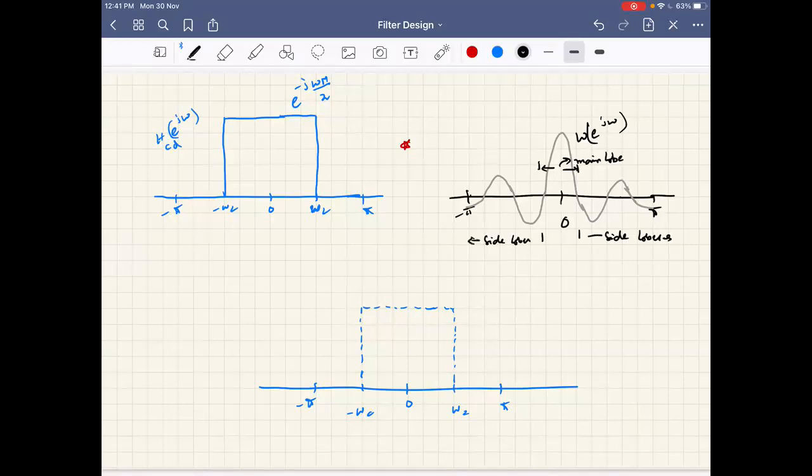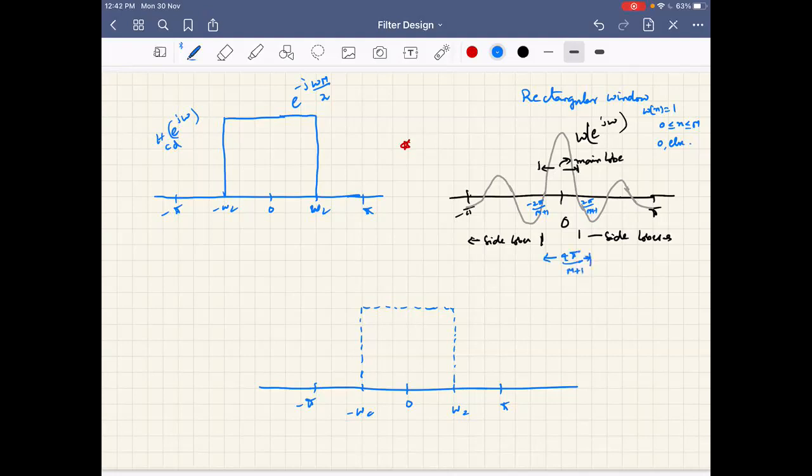And how much is the length of the main lobe? The main lobe extends from minus 2 pi by M plus 1 to 2 pi by M plus 1. The window that we are referring to is the rectangular window. The reason being, W of n is equal to 1 for 0 less than or equal to n less than or equal to M, 0 else. This is a rectangular window. And this length is now 4 pi by M plus 1.